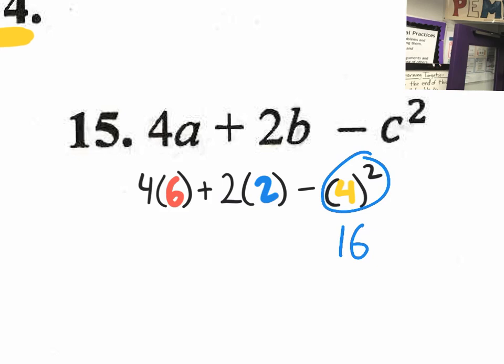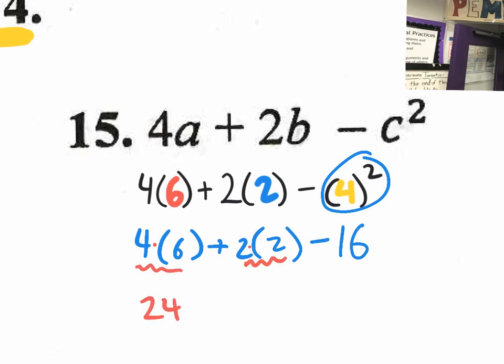After that, let me bring down everything just so we don't get confused. After that, we are going to multiply. There's multiplication here and here. Okay, so 4 times 6 is 24. 2 times 2 is 4. Of course, we have the plus sign that comes down between the 24 and the 4. And of course, the minus 16 also comes down.